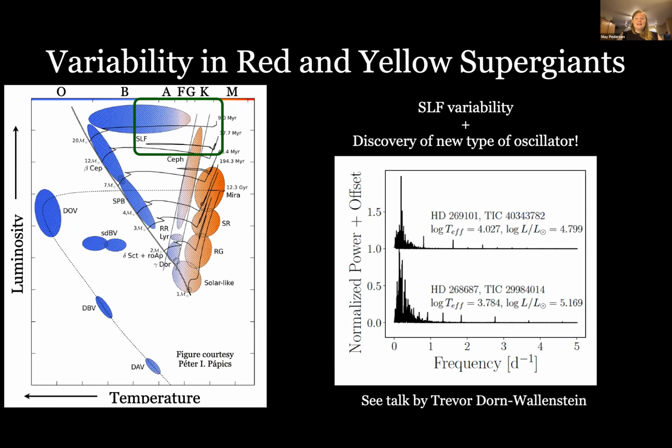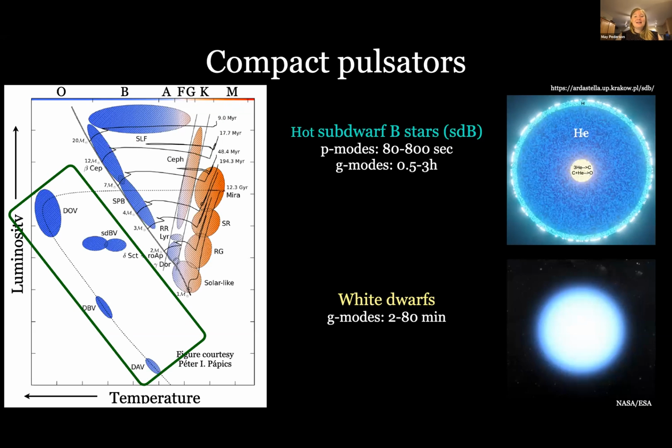Now, an additional thing I wanted to mention, and I'm not going to go into much detail, is what's also been recently found for red giants and yellow supergiants: these stars also show stochastic low frequency variability, and a new type of oscillator has also recently been discovered. And Trevor Dorn-Wallenstein is going to be talking more about this, so I'm not going to cover more of this part of the HR diagram, but just move on to the last part, talking about a set of compact pulsators and some of the studies and results that have been obtained with TESS.